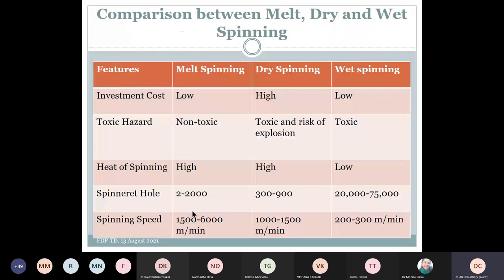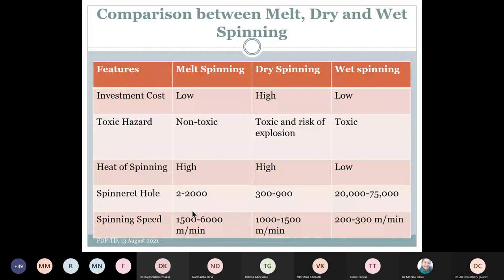So here you can see the melt spinning, dry spinning and wet spinning compared for the investment cost, the toxic hazard, the heat of spinning, the spinneret holes and spinning speed. Normally the higher speed you will find in the case of melt spinning, and very low speed in the case of wet spinning. Wet spinning is used in the manufacturing of viscose rayon, and in the manufacturing of polyester and nylons the production speed is very high.